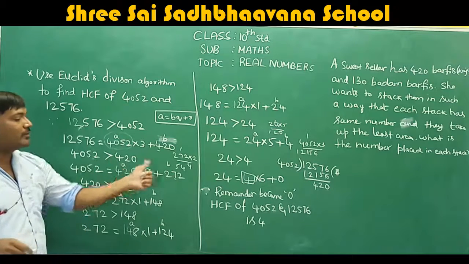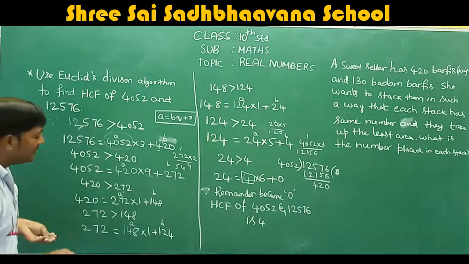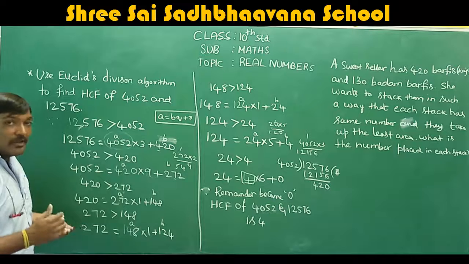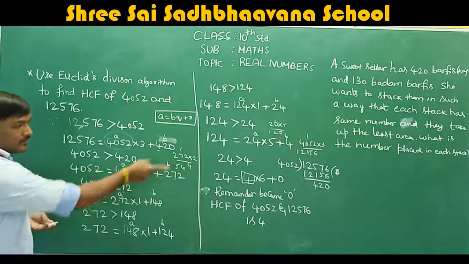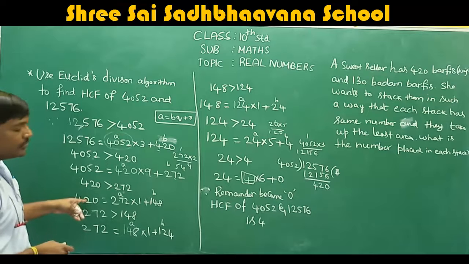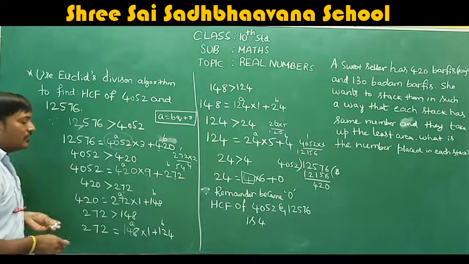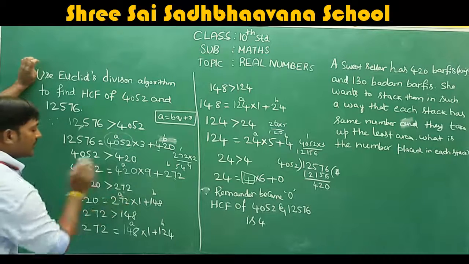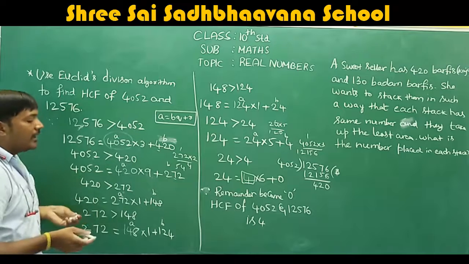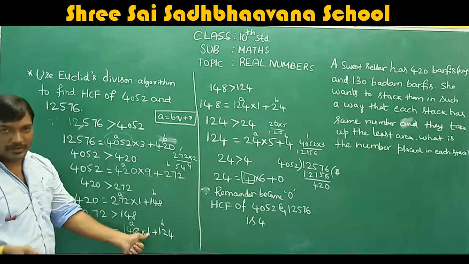So take A as 420 and B as 272, because 420 is greater than 272. So 420 can be written as 272 into 1 plus 148. Here also, 272 into 2 gives a number more than 420. So that's the reason they have taken 1, and the remainder is 148. So again apply the same procedure for 272 and 148. So take 272 as A and B as 148. So 272 is equal to 148 into 1 plus 124.